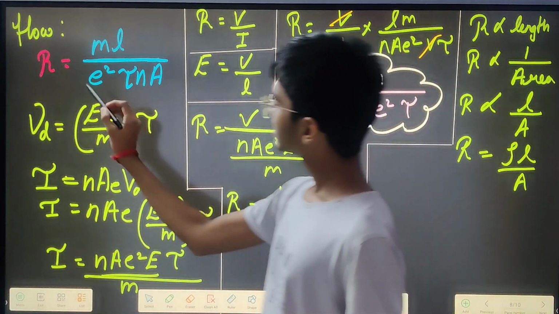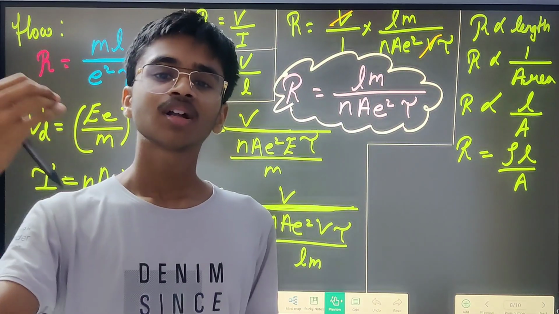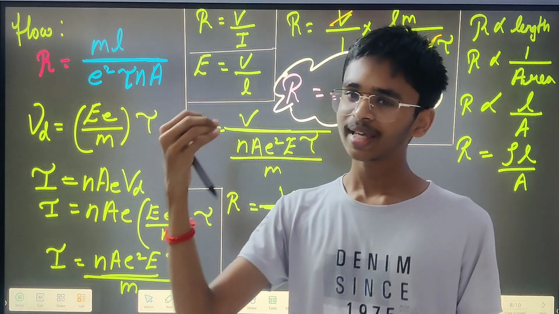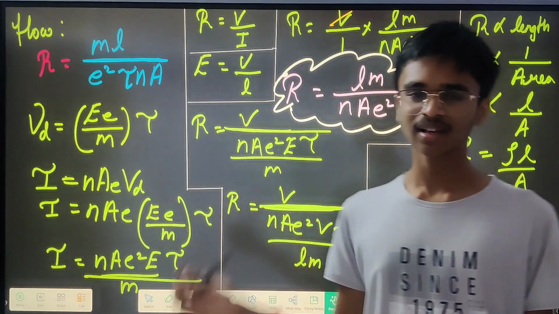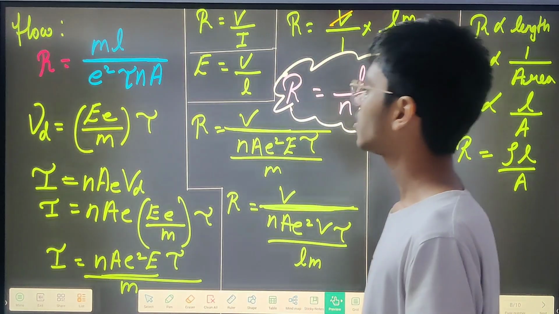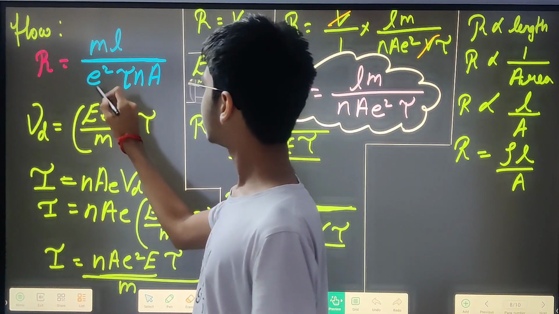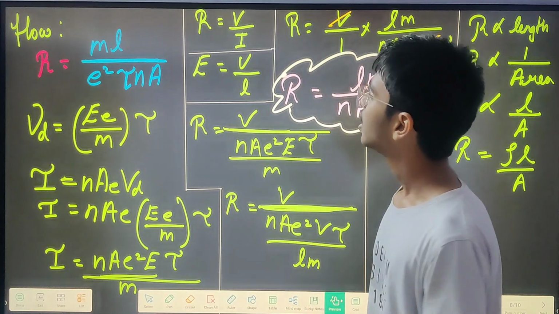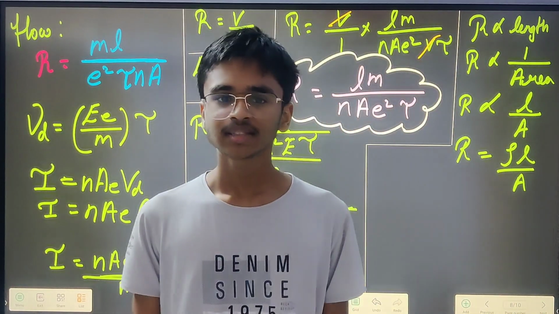So how? Resistance is equal to ML whole divided by E square tau N A. Okay, you can take it as tan E square, like that you can take. So ML by tan E square.